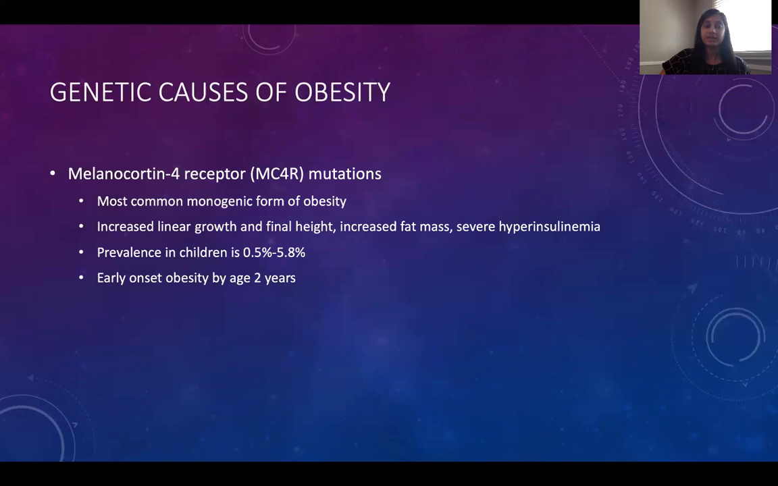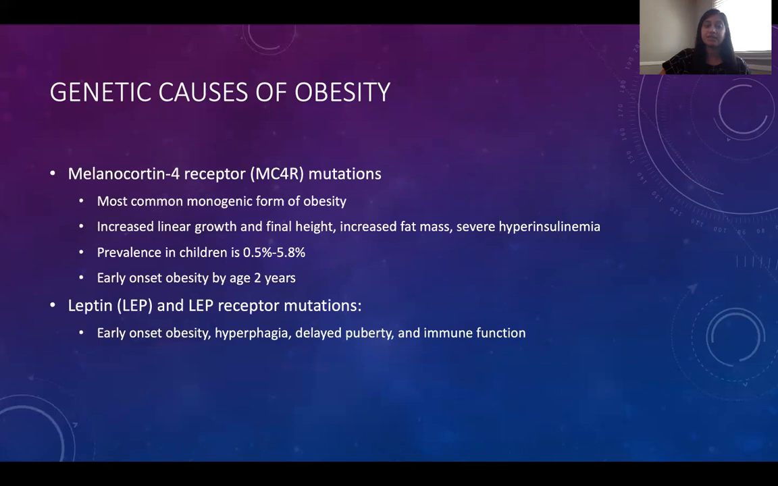So again, here's the MC4R receptor, which is the melanocortin-4 receptor. And if you have a mutation in it, it's actually the most common monogenic form of obesity. You can have increased linear growth in final height, increased fat mass, and severe hyperinsulinemia. The prevalence is about 0.5% to 5.8% in children. And you can actually have pretty early onset obesity, really as early as age 2.